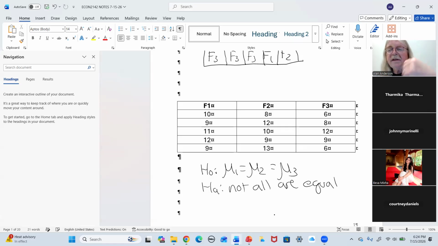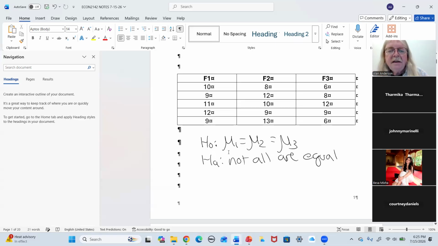And then the alternative has to be not all are equal, because there are so many different ways they can be different. That's sort of like it covers all the rest. In other words, anything else besides all equal is included in this alternative hypothesis. And then that's when the fun begins, when all the calculations start kicking in.